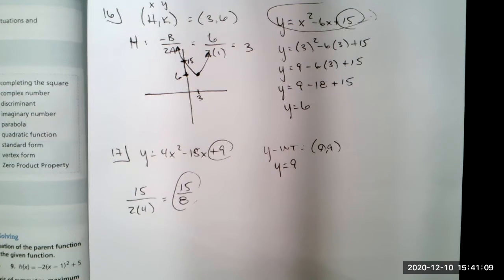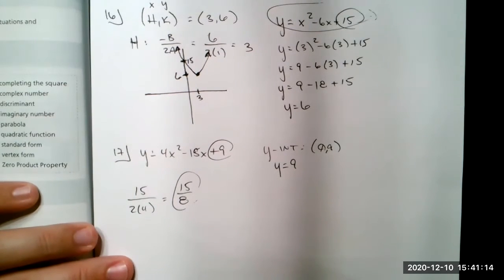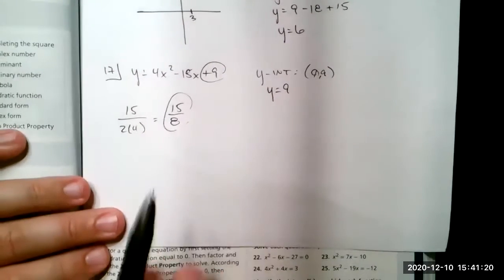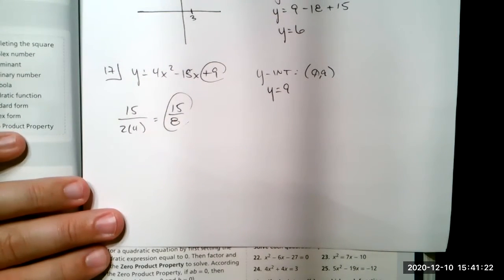They're putting it as a decimal in the book, so you could leave it as 15/8. You could put it as a decimal. It's up to you. I like fractions. I'm going to leave it as 15/8. If you're more comfortable with the decimal, go ahead and type that in your calculator and figure out what that is.